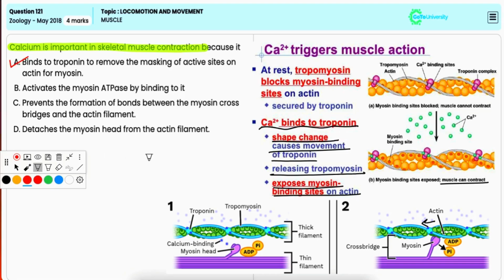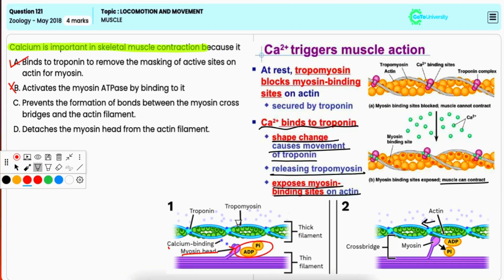Option B, activates the myosin ATPase by binding to it. It is incorrect because calcium does not directly activate myosin ATPase. Myosin ATPase activity is actually intrinsic to the myosin head, and ATP binding is required for its activation.